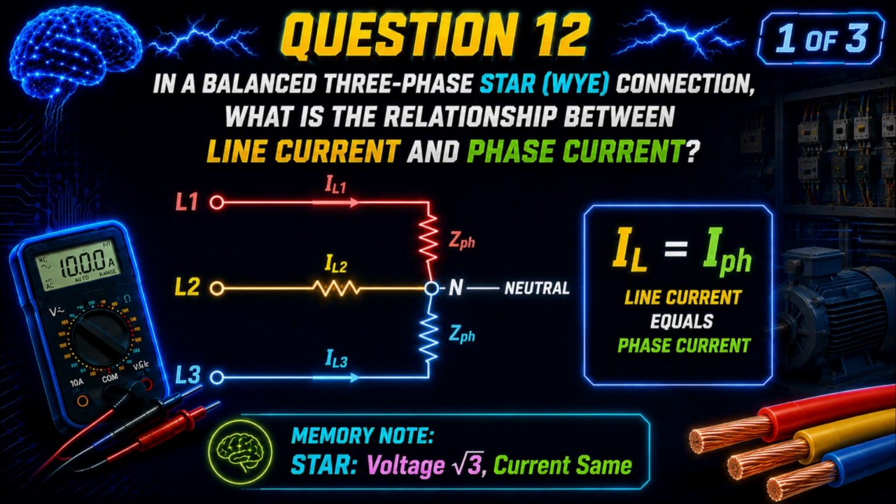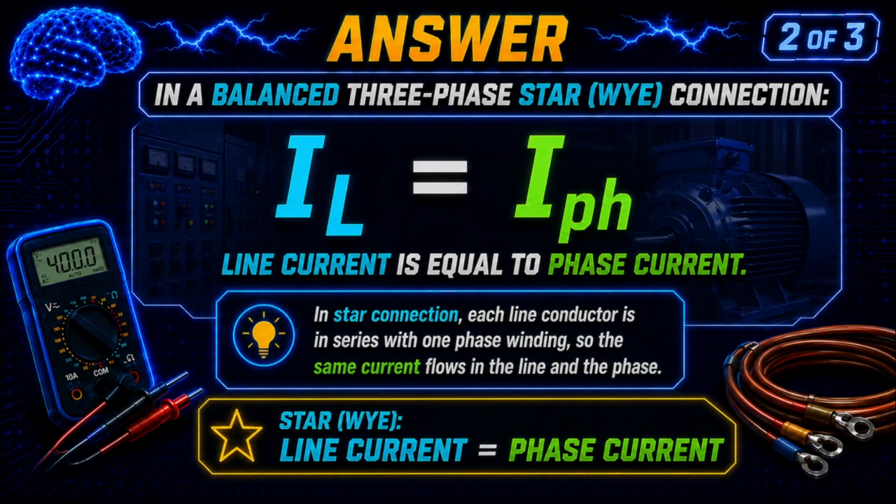Now let's look at another important three-phase relationship. In a balanced star or Y connection, what is the relationship between line current and phase current? We already saw that star voltage uses the root 3 relationship, but what happens with current? In a star connection, the answer is simple. Line current equals phase current. So, I line equals I phase.